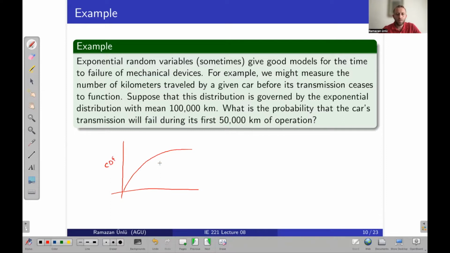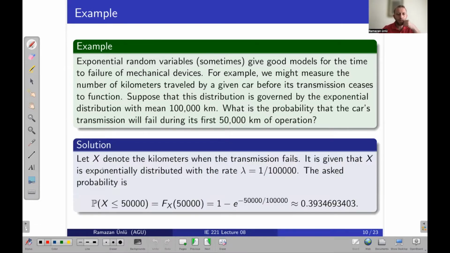So there is a point here that corresponds to 50,000 kilometers. And I just need to calculate the area of this region, right? That will give me the probability that X will be less than or equal to 50,000 kilometers. So this is actually what I am asked.